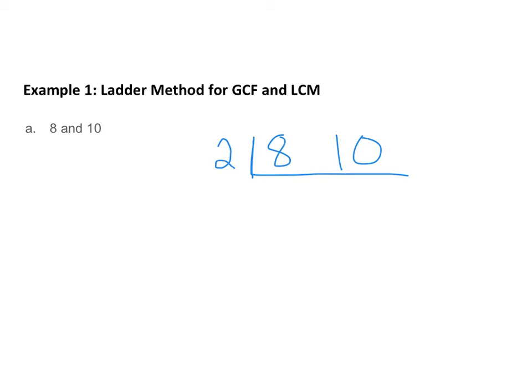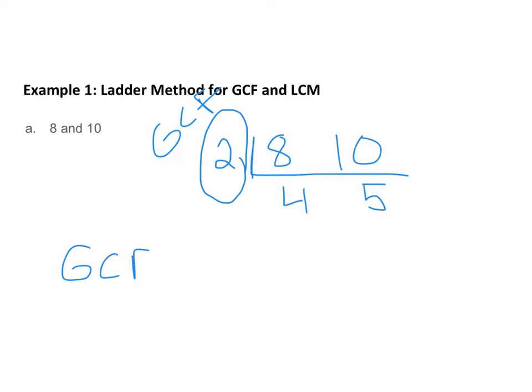If it's an even number, we can always divide by 2, which would leave us with 4 and 5. Now when we look at 4 and 5, is there anything we can divide by? Well, in this situation there is not. Since we are dividing by our common factors, whatever we can bring out is going to be our GCF. So in this case, the GCF is that 2.